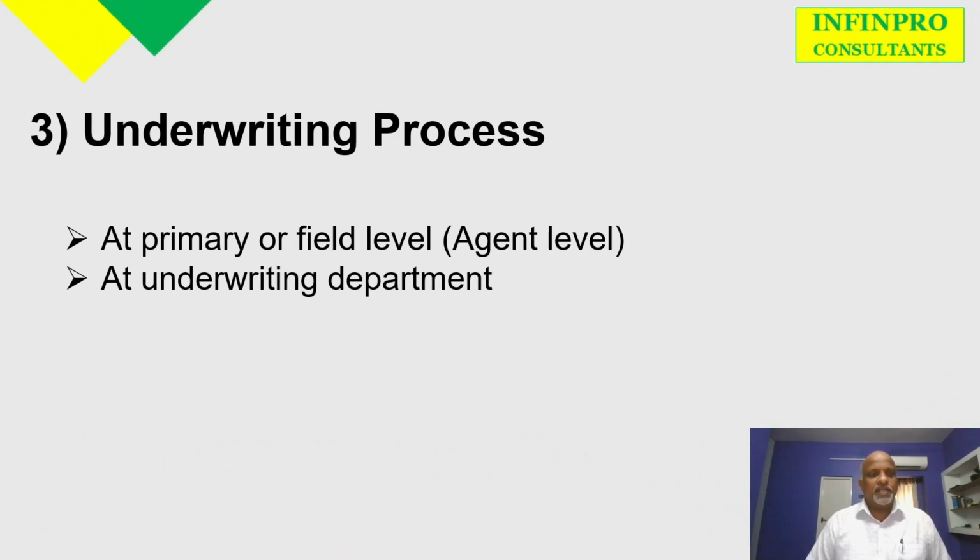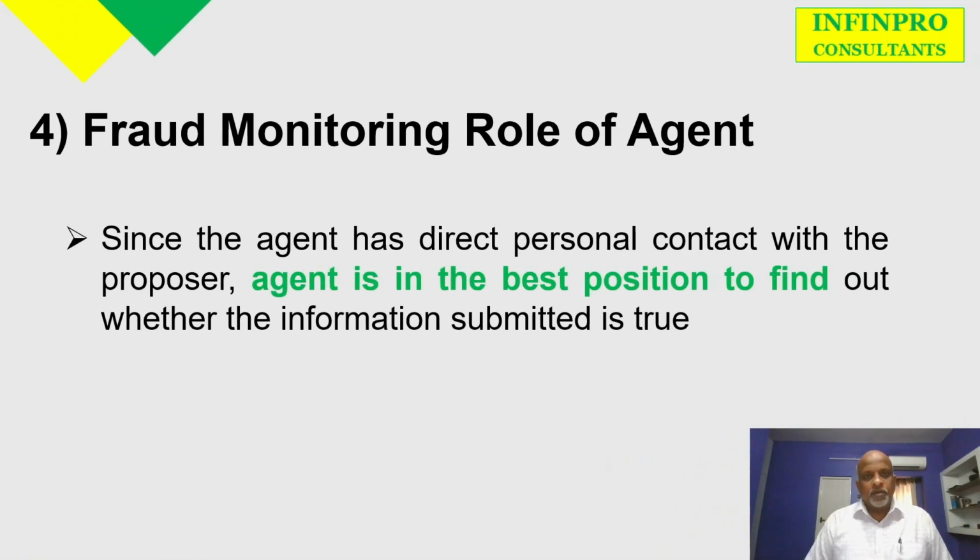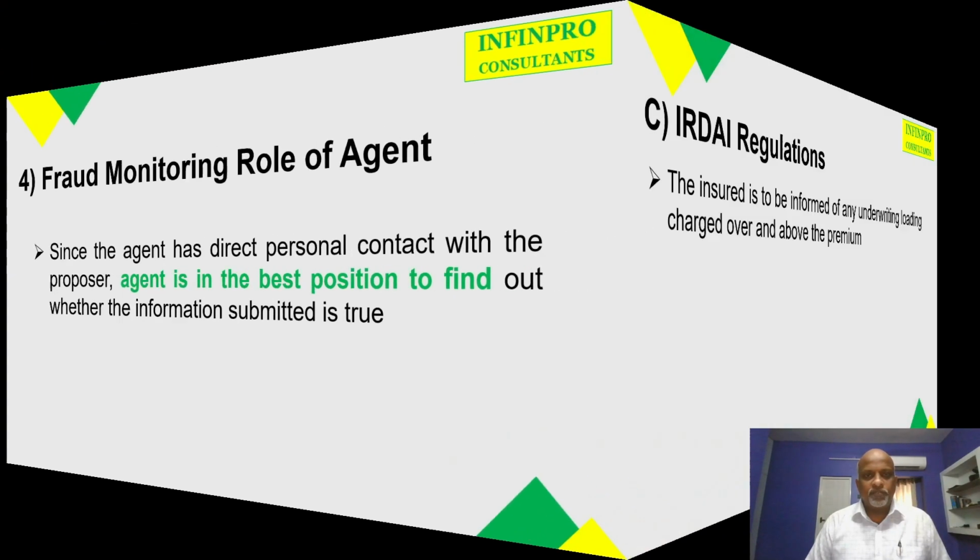So as a process of underwriting, at primary level the agent is the underwriter, the sales force is the underwriter at the field level, and then the application moves to the underwriting department for further assessments. Role of an agent includes fraud monitoring. So while we are discussing health insurance underwriting, fraud monitoring comes in as part of the role of the agent, who is in the best position in the field, meeting the proposer face to face. He or she is the primary underwriter, and no information submitted should be false in the application. So it becomes more important for an agent or an advisor to ensure that in his role he is monitoring fraud and preventing it.